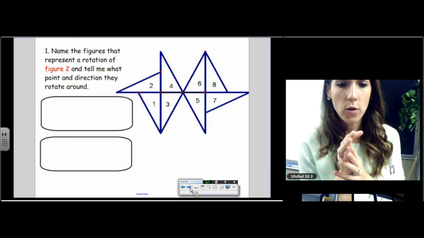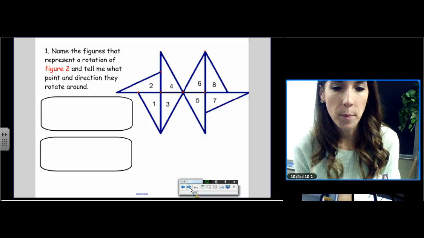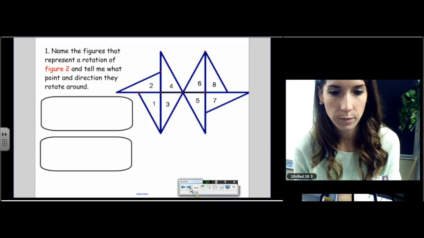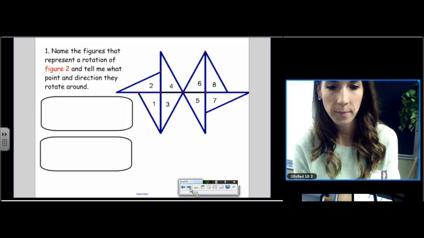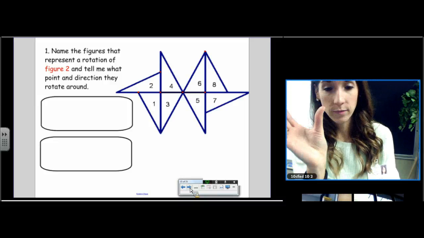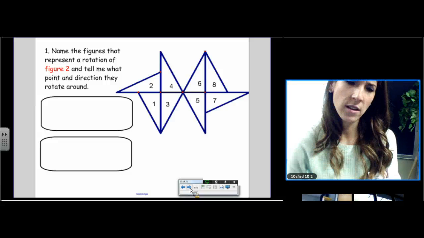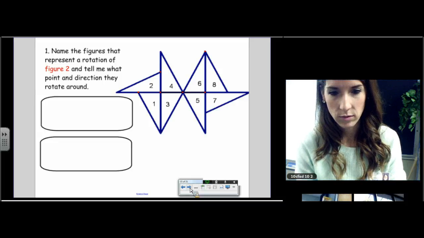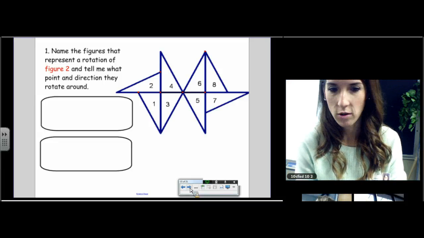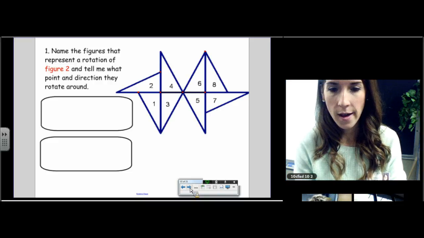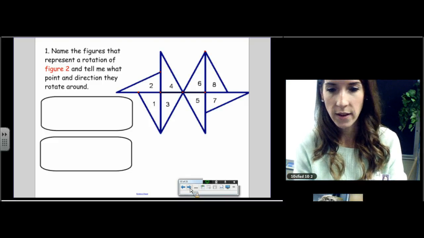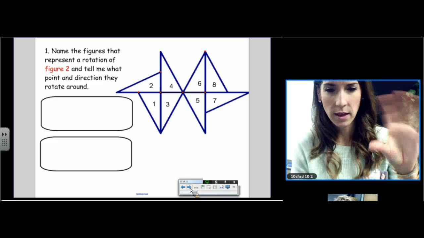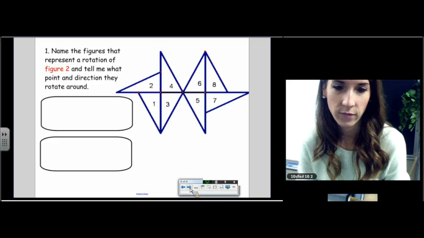Okay, real quick. Name the figures that would represent a rotation of figure 2. Let's just talk about it. Figure 4, right? Figure 1 even. Would figure 3 be a rotation of figure 2? No, that one wouldn't, right? Figure 8 would. Not figure 5. Figure 6 would be like a rotation and a translation. Okay.